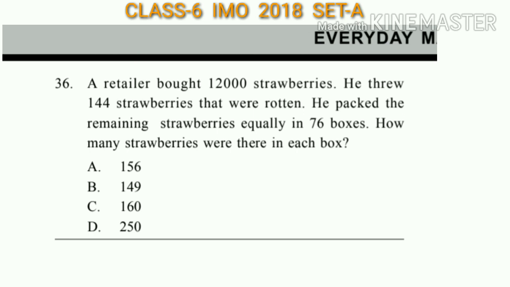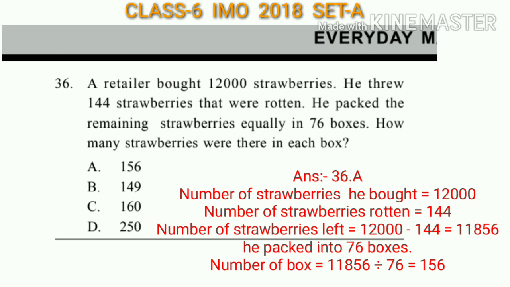He bought 12,000 strawberries and 144 strawberries were rotten. So number of strawberries left, 12,000 minus 144 will get 11,856. Now he packed the remaining strawberries equal in 76 boxes. So number of boxes will be 11,856 divided by 76 will get 156, which is option A.